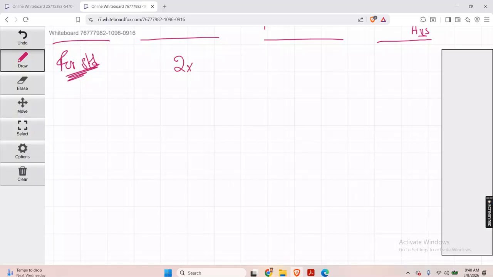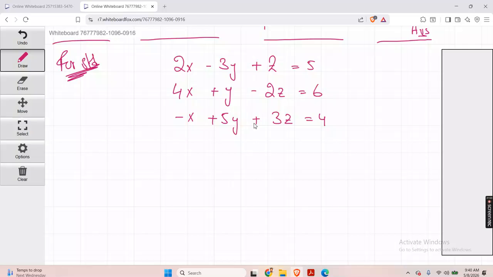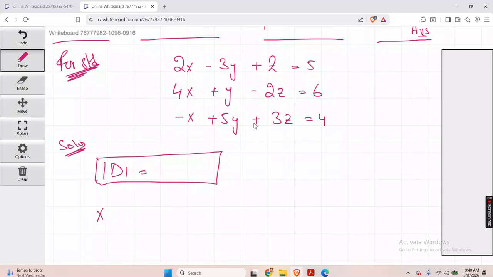Solve this. 3x minus 3y plus z is equal to 5. We have 4x plus y minus 2z is equal to 6. Minus x plus 5y plus 3z is equal to 4. I need the determinant value and the x, y, z values.